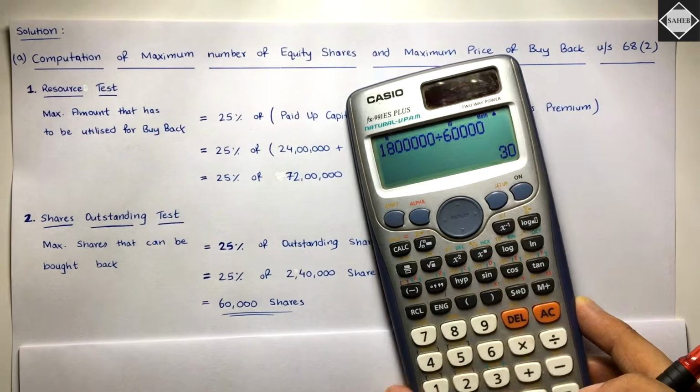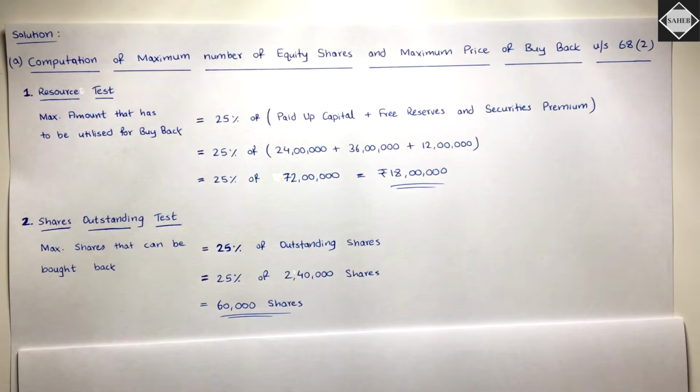Did you understand the logic? This is the maximum amount that can go out. This is the maximum number of shares that you can buy back. Okay, so if you connect these two, divide them, then what do you get?